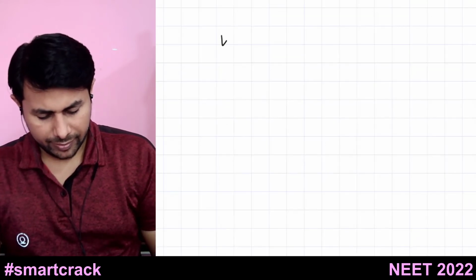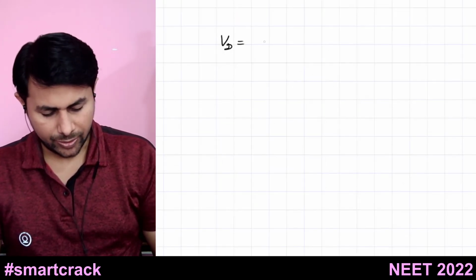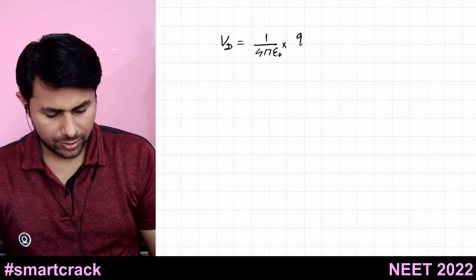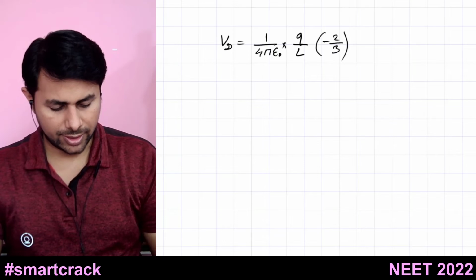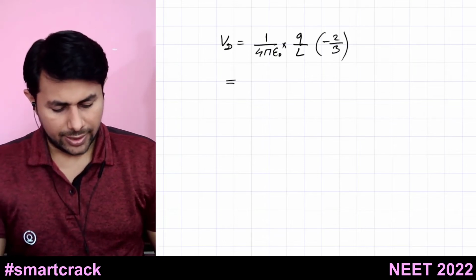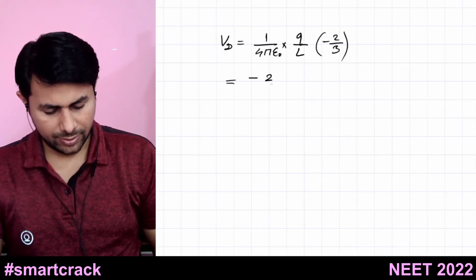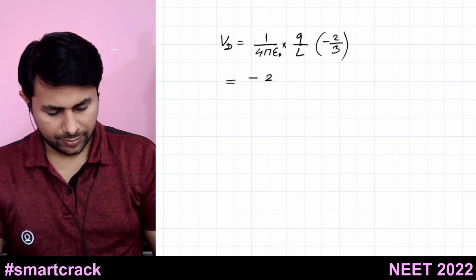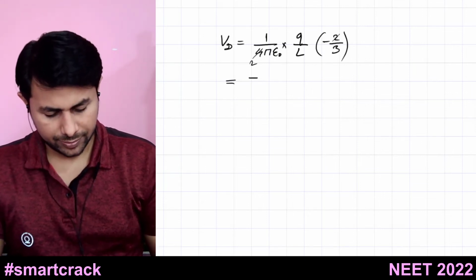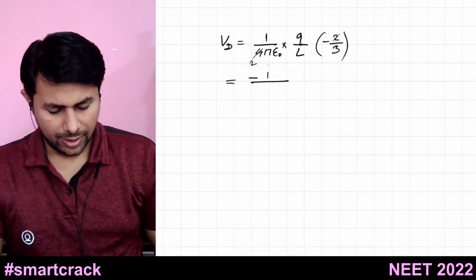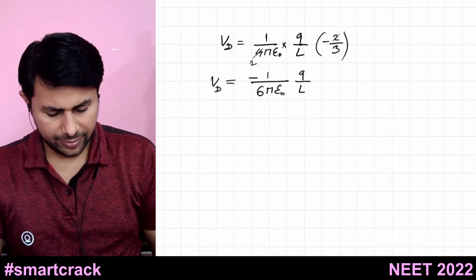So we have VD equals K, capital K, which is 1 over 4 pi epsilon naught into Q over L, and minus 2 over 3. All right. So we can write minus 2 over... we'll cancel this 2 with 4. So we are left with 2. So it is minus 1 over 2 times 3 is 6 pi epsilon naught into Q over L, that's Vd.